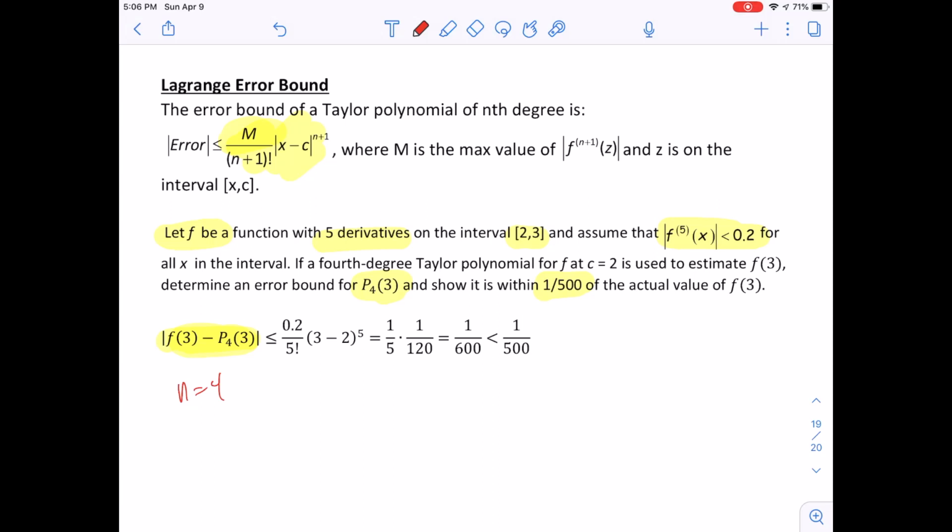So in this case, we have our M value, which we said was over here, which is 0.2. We said n equals 4, so we have 5 factorial. And then the distance that we're approximating from our center of convergence: we're approximating at 3, our center was at 2, so it's really just going to be 1 to the fifth power. And so we would multiply this. 0.2 is really 1/5. So we have 1/5 times 5 factorial, or 1 over 5 factorial, which is going to end up being 1/600th, which is less than 1/500th. And that's how you would prove that it is within 1/500th of the actual value. We may not know what f of 3 is, but we know about how accurate our approximation is.